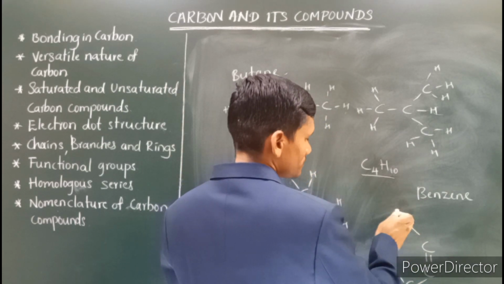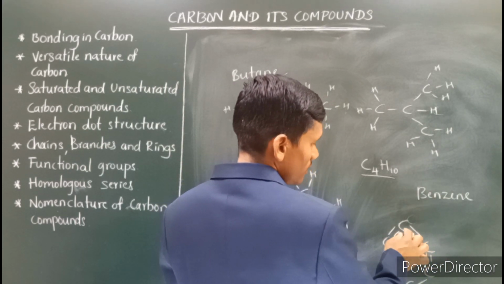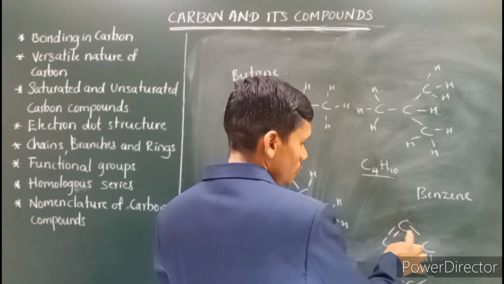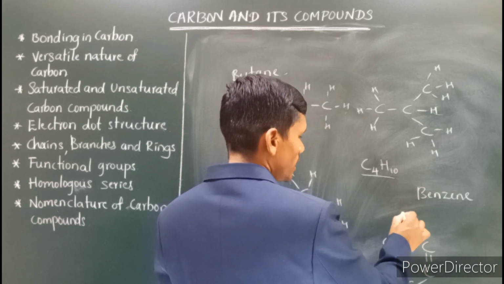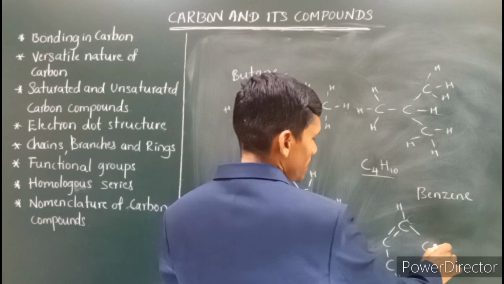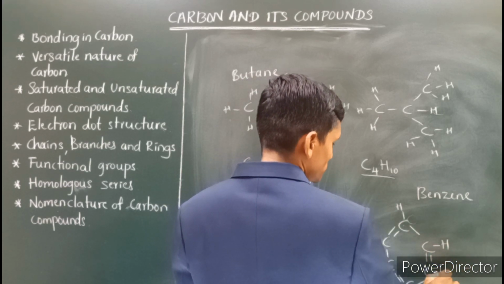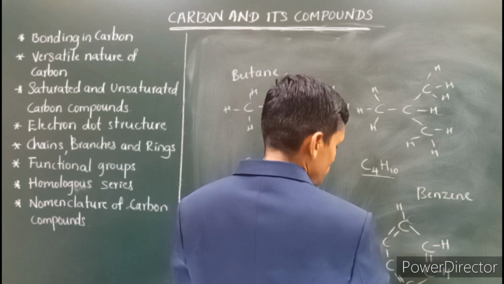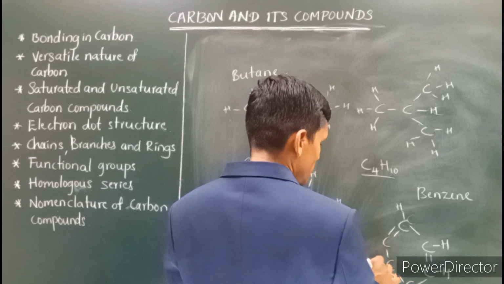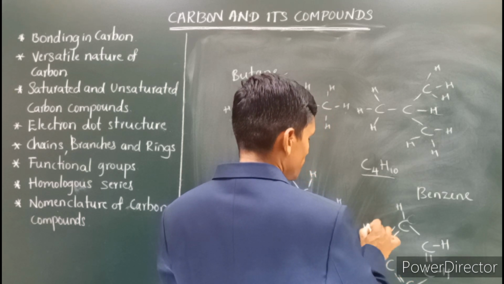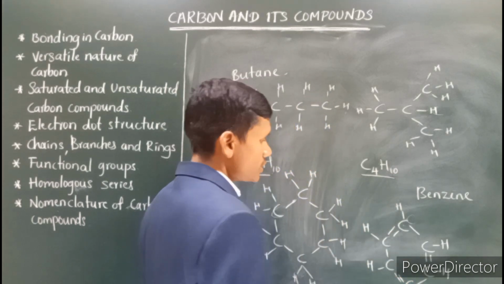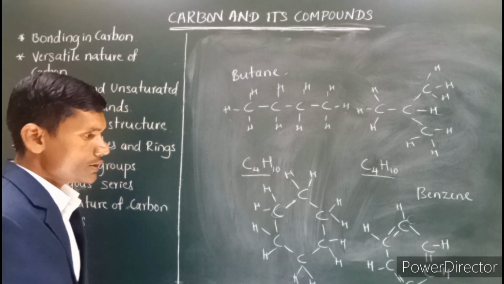Now for this carbon, 2 plus 1, 3 bonds are there. 1 extra hydrogen it is requiring. We are giving 1 hydrogen for each carbon. Each carbon is getting 1 hydrogen, so that valency is satisfied here. So this is what we can say is benzene.